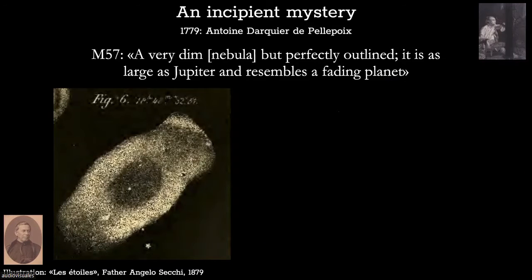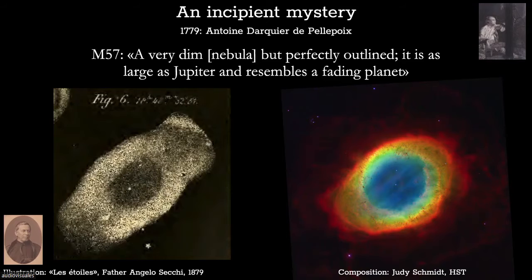Well, it was an incipient mystery. Here's another, discovered in 1779 by Antoine Darquier de Pellepoix, M57, which is, he said, a very dim nebula but perfectly outlined, as large as Jupiter, and resembles a fading planet. We are starting to see where this term planetary nebulae comes from. This resembled a planet in the solar system. This is a more modern view of the same nebula, which is the Ring Nebula, also called NGC 6720.